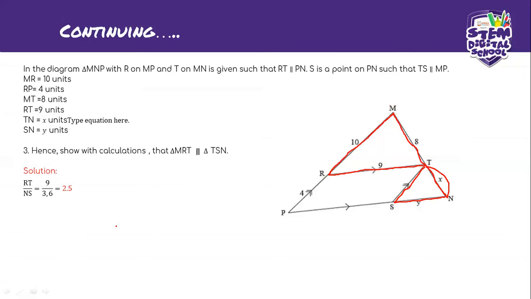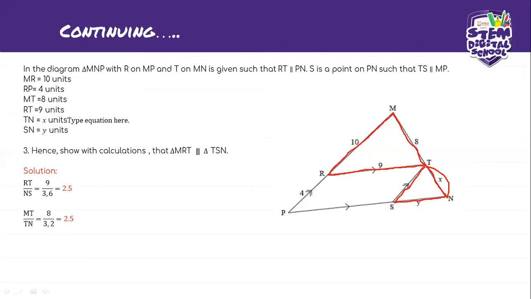So what we did here, we have tested with what? With ratios, to say RT, where is RT? RT is this one of 9 units. And then over NS, where is NS? This NS here, this one. So when you say 9 divided by 3,6, it is going to give you 2,5, right? But remember, we haven't answered the question.